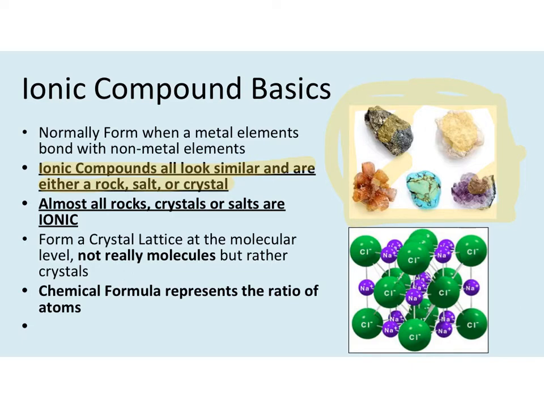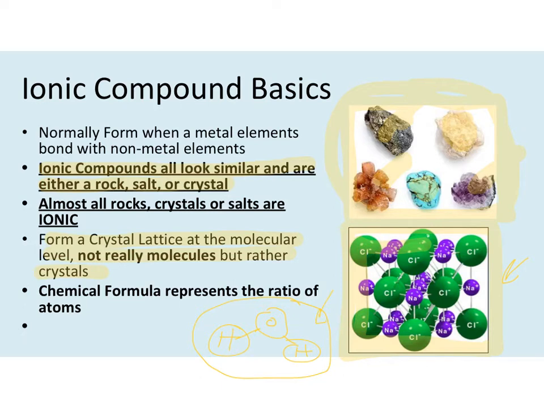Something also very peculiar about ionics is they form a crystal lattice at the molecular level. Not really molecules, but rather crystals. This is what an ionic compound looks like. It's very different than, say, a water molecule. I'm just going to do a quick drawing of what a water molecule would look like. Water would be an oxygen, and then we've got hydrogens, and this is a molecule of water. So that's one molecule. Ionic compounds don't really do that. They form these little lattices where it's a whole bunch of elements all connected together, and it's not just distinct molecules like water would have.